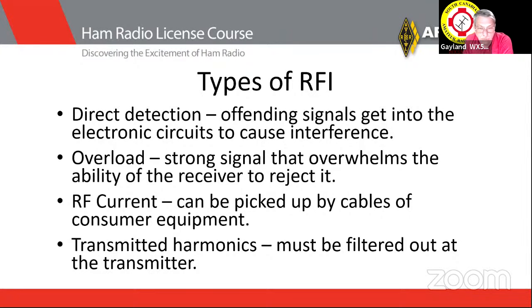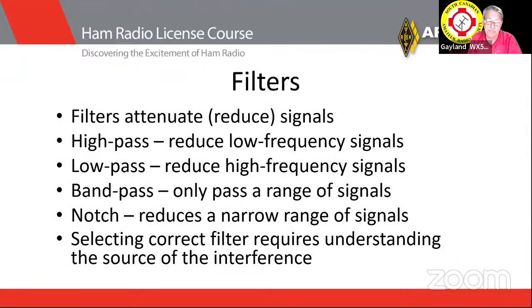Sometimes your issues are from harmonics of your frequency. Sometimes the problem, if you're transmitting on 145 megahertz, the problem's not always seen at 145 megahertz. Sometimes it's the harmonics of that signal. That's why we have filters, which reduce, attenuate, your signals. High pass and low pass and band pass, you can see those. Notch filters take out a small section of signals. And again, sometimes selecting the correct filter, you gotta know where your problem's coming from to start with.